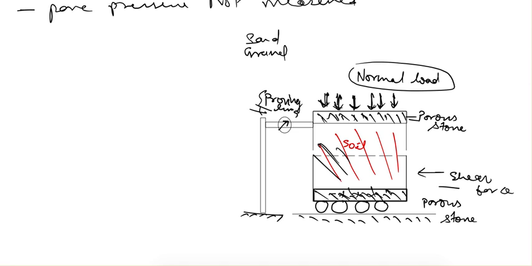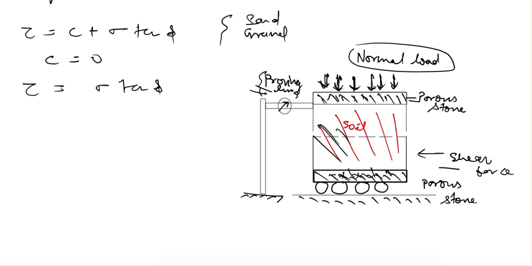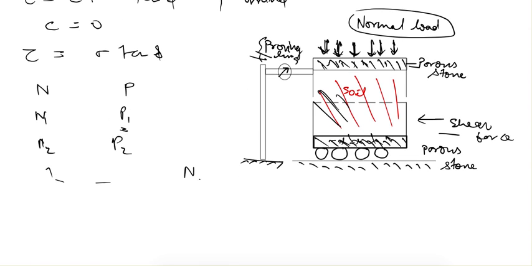So we know that shear strength is given as C plus sigma tan phi, but in case of sand and gravel C is equal to 0, so shear strength is equal to sigma tan phi. So what we do here, if normal load is N and shear force is P, we apply various normal loads, and depending upon that, the shear force required will be different.